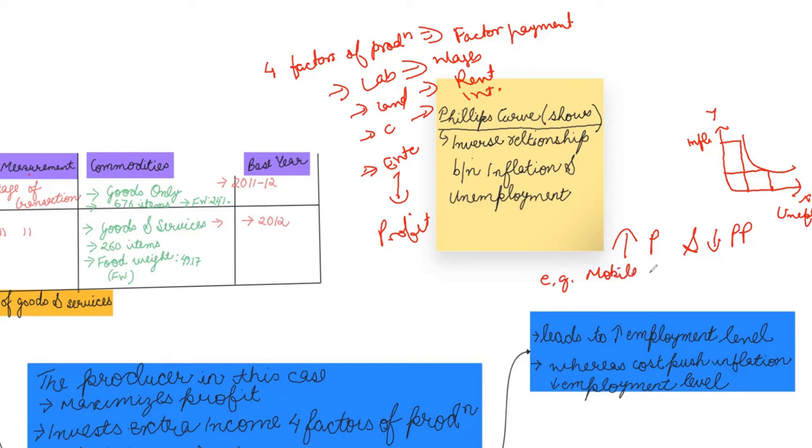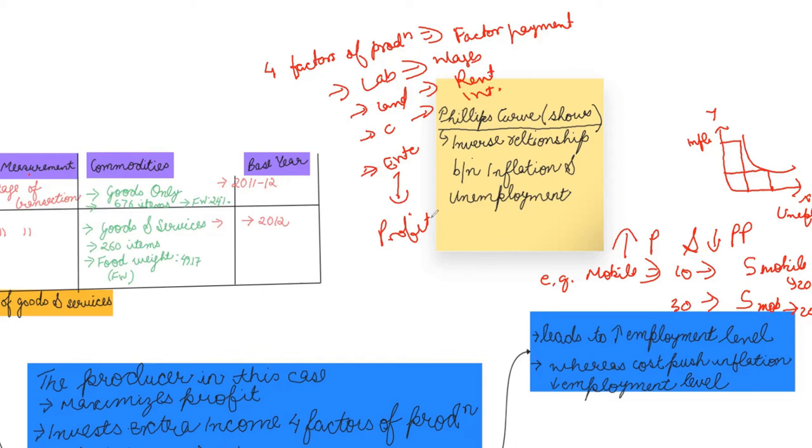Now what happened was, there were 10 people demanding 5 mobile phones in, say, 2015. Now over the period of time, in 2020, what happened? The number of people increased from 10 to 30, but the mobile phones being produced are only 5. Now what will the producer do in this case, because there is a higher demand for these mobile phones?